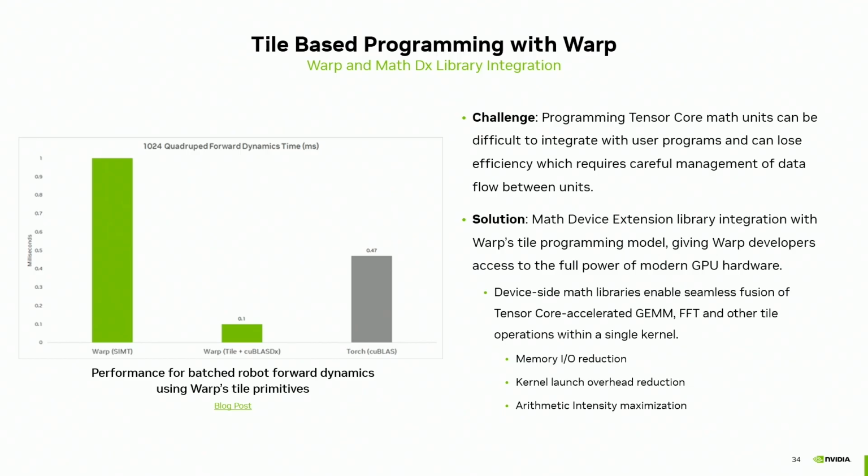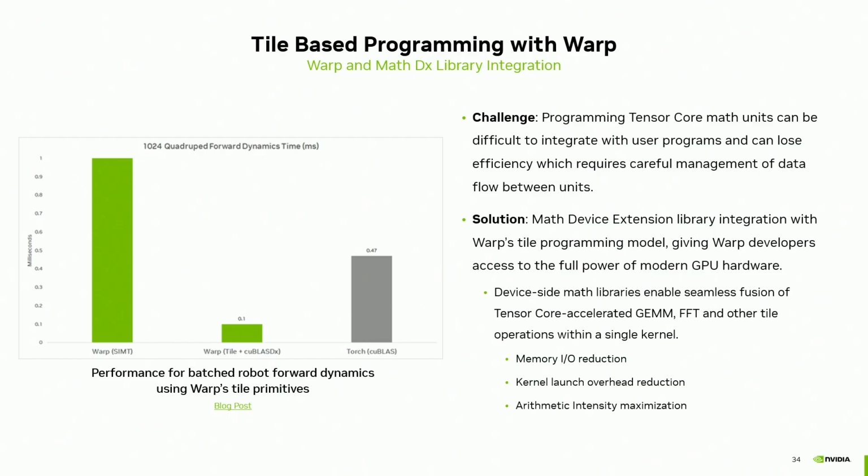So as of Warp version 1.5, which was recently released, you can now access tile-based operations, which are aimed at providing a programming model that allows you to smoothly transition from SIMT to tile-based execution. This greatly reduces the need for manual indexing, shared memory management, and pointer arithmetic. Warp now leverages cuBLAS DX and cuFFT DX, which are only two of the many core math library device extension APIs that we have, to implement matrix multiplication and FFT tile operations.